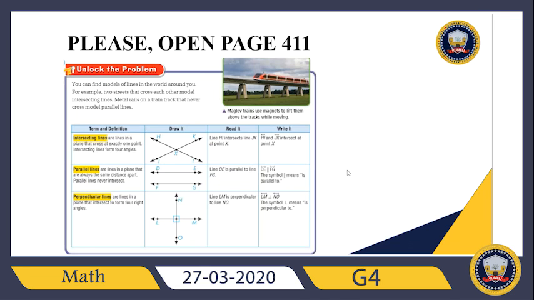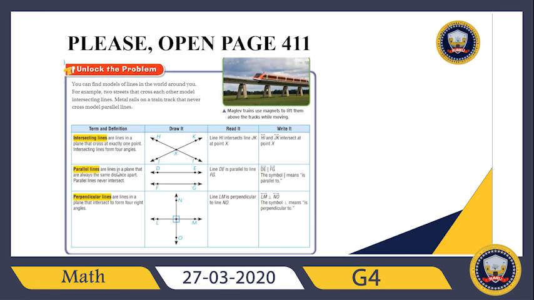After this short information, let's check your book. Right now, please open page 411. It says intersecting lines are lines in a plane that cross at exactly one point, like you see in this picture. So in this one, line HI intersects line JK at point X. So there is exactly one point. It says point X.